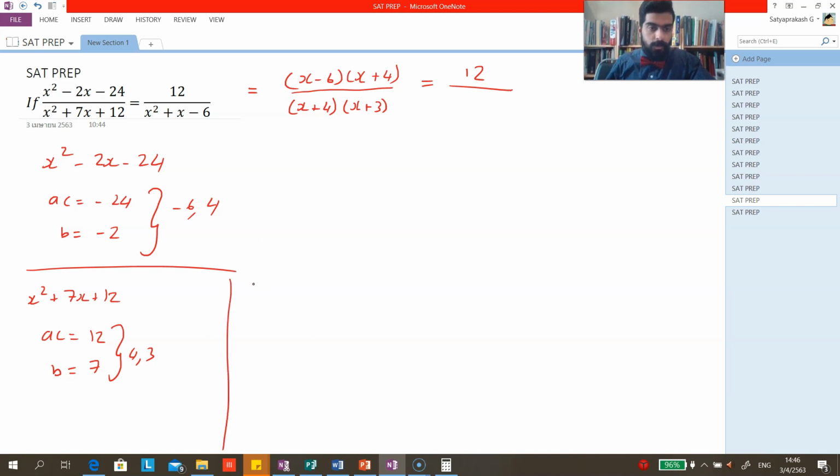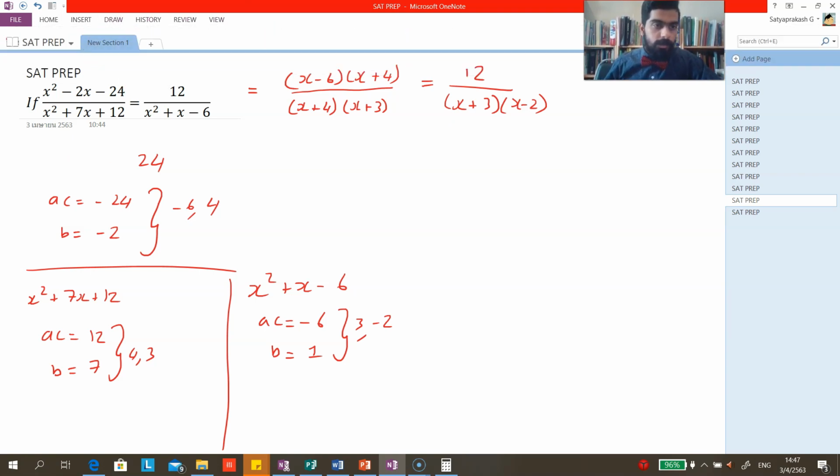We are going to factorize x squared plus x minus 6. Again, two numbers multiply to give us negative 6, and those two numbers add up and give us positive 1. So the two numbers would be 3 and negative 2. 3 times negative 2 is negative 6. 3 minus 2 would give us 1. So we would have (x plus 3)(x minus 2). Right, guys?